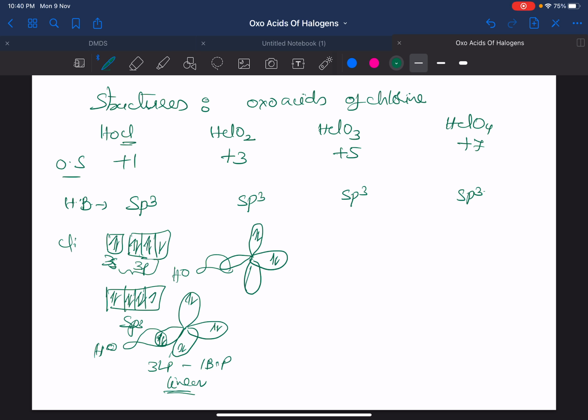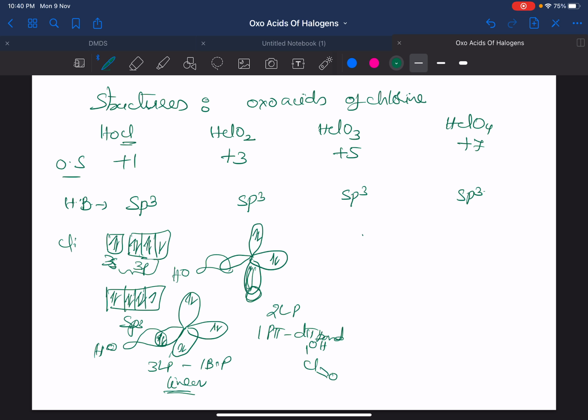And there is a double bond O. Here there is a double bond O. That means it contains 2 lone pairs. 1 p pi d pi bond is present in the HClO2. And next, we can draw this structure as chlorine atom, OH, double bond O. So that is about the structure of chlorous acid. And next one is chloric acid.